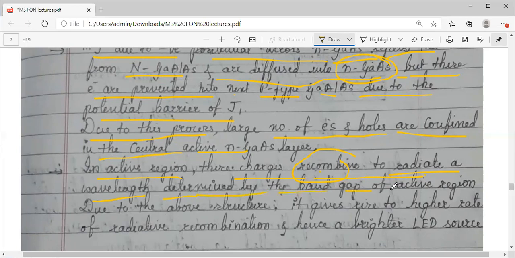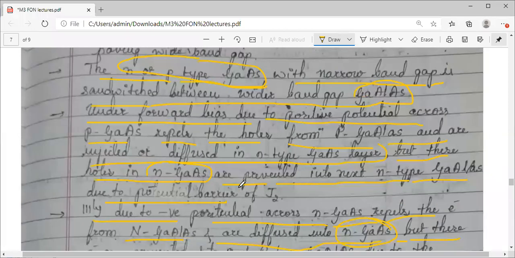This is determined by the band gap of the active region. Depending upon the band gap of the material, the amount of light will be determined. Due to the above structure, this gives rise to a higher rate of radiative recombination in the active region. Many electrons and holes get accumulated, and more recombination takes place. Hence, we get a brighter LED source. This is about the heterojunction structure I have explained to you.